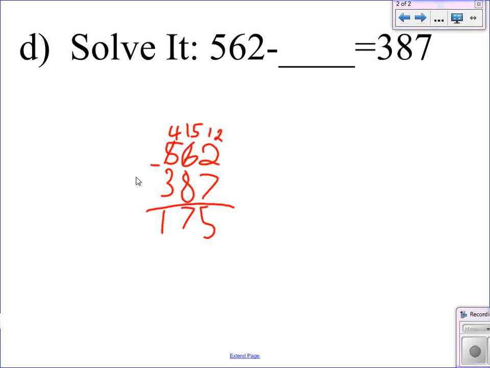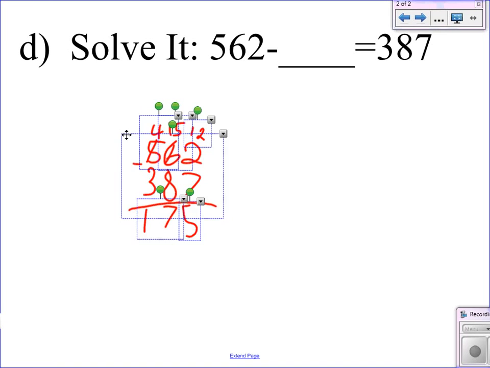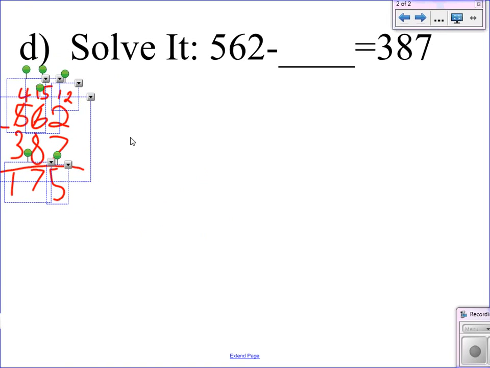Mr. Arendelle, come on up. I'm going to move this because I want to keep this on the page. And if you can do it in either blue, black, or green.